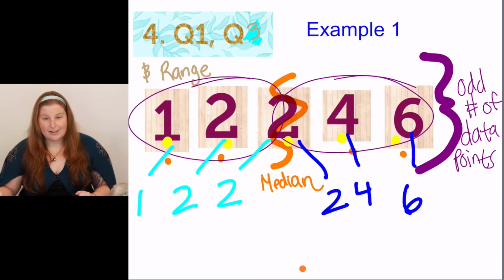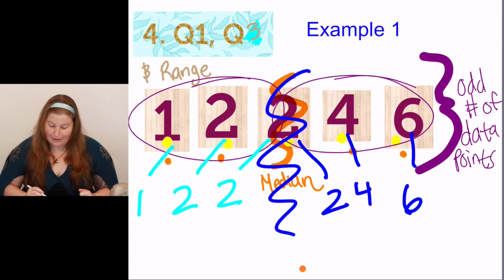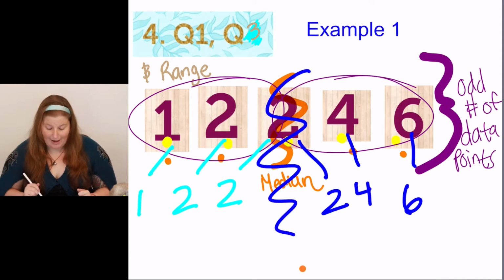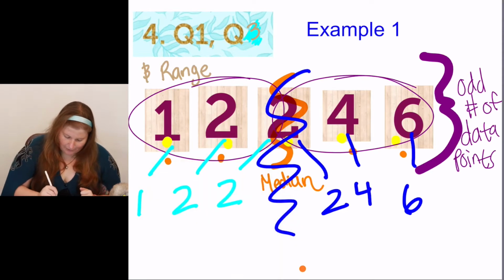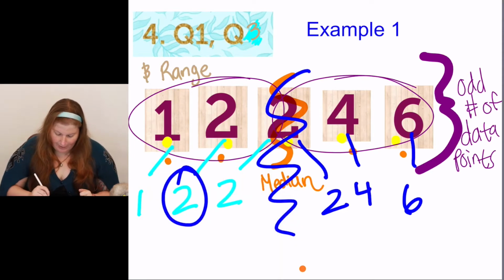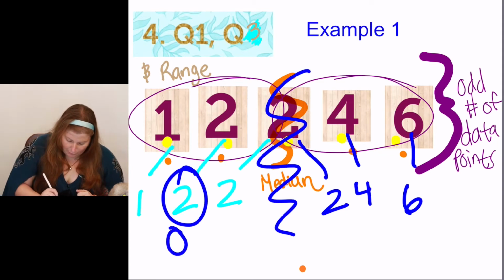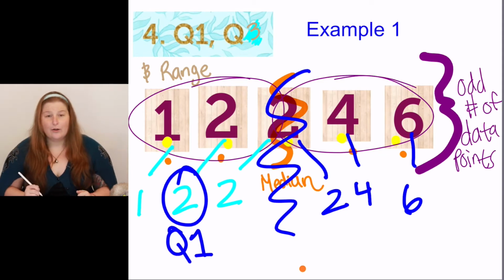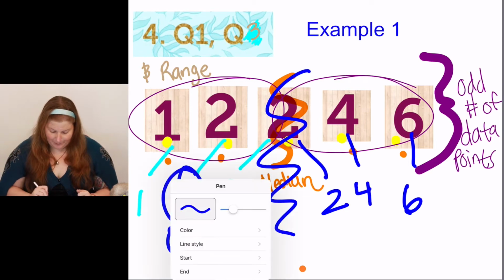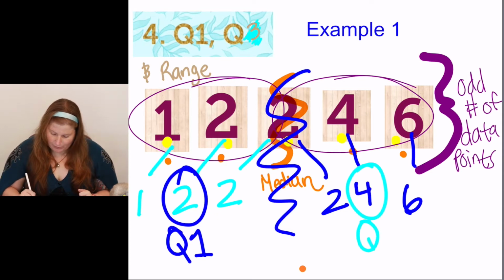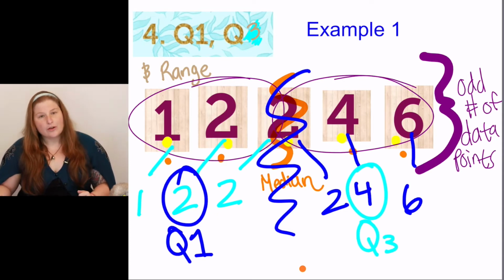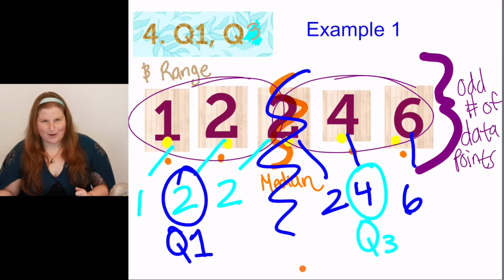So in order to divide these into quarters, I've taken the numbers, I've split them in half. Now I have to take each half and split it in half again. So over here we have the numbers 1, 2, and 2. It's very clear that this is the number in the middle. So this would be the value of Q1, the first quartile, or the end of the first quarter. And over here we have 2, 4, and 6. The number in the middle is 4. So this would be Q3, the third quartile, or the end of the third quarter.